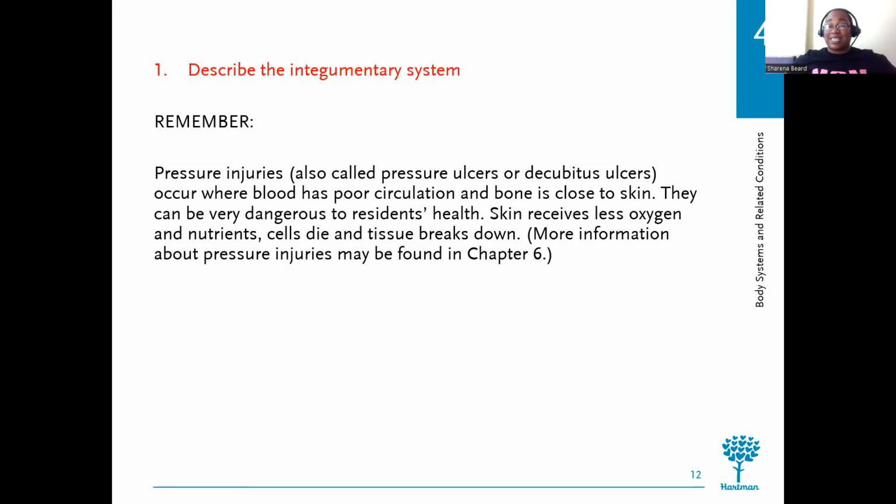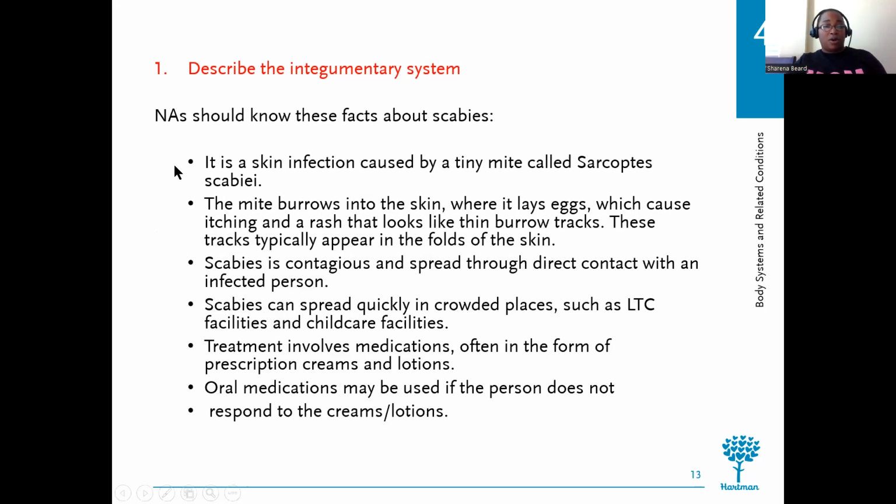So that's why we don't like to keep the bed-bound residents on their back the entire time. We would like to turn them every 2 hours. And if you get the answer on any kind of test, it's every 2 hours unless otherwise ordered. Okay. All right.